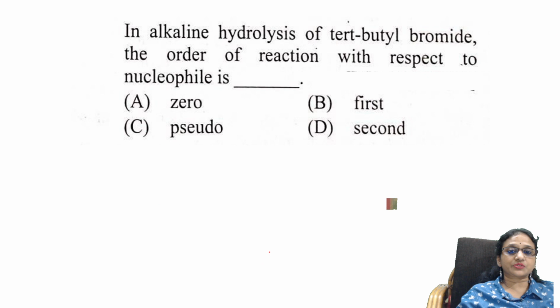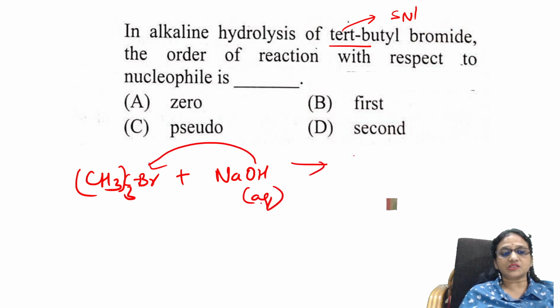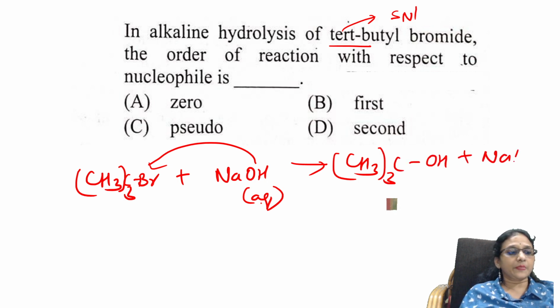Easy. Next question. In alkaline hydrolysis of tertiary butyl bromide, the order of reaction with respect to the nucleophile is, okay, tertiary means immediately remember it is nothing but the SN1 mechanism. Now the order of the reaction they're asking. Let's see. This is your tertiary (CH3)3CBr. Then you have aqueous sodium hydroxide. OH goes and replaces. I'll be getting (CH3)3COH plus NaBr.